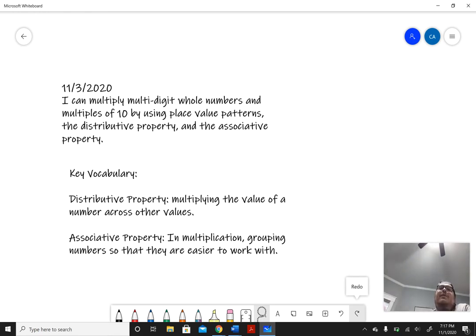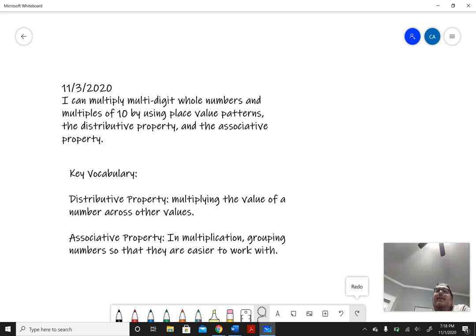While we're multiplying those multi-digit whole numbers, we're going to be using place value patterns, which is something that we've been working on. And we're also going to be using the distributive property and the associative property. I'm fairly certain you've talked about these before, but in case we haven't, let's review. If you have your notebook out, now would be a great time to take some notes. Teacher, at any point, if you need to pause the video to let kiddos write, go for it.